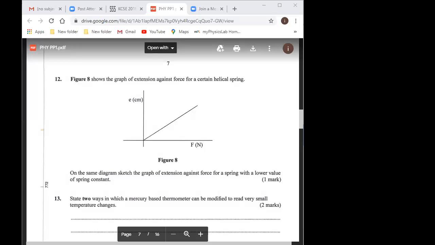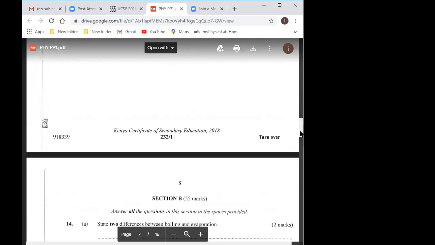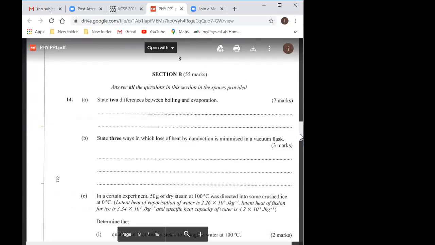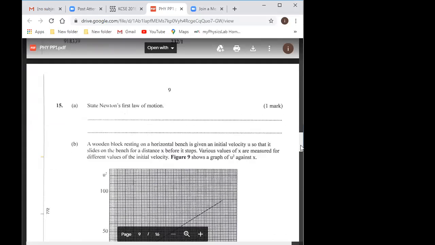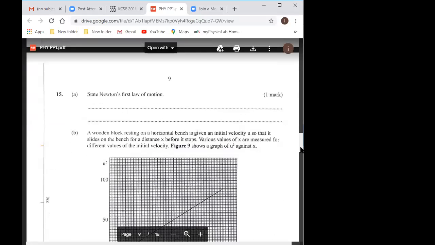Using thinner glass. Using a thinner bore. Don't talk about glass tube unless you talk about a thinner inner part of the tube. Using a thinner bore is the other one. Then number 14 we have not covered. We go to question number 15.